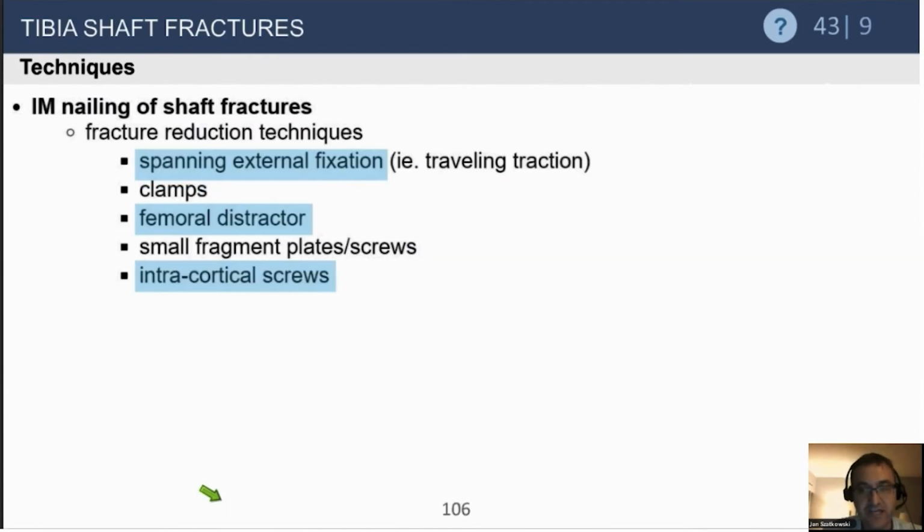Just take your time. Fracture reduction techniques, we've talked about all of these though: spanning external fixator, also known as traveling traction, clamps, femoral distractor, Chance pins, joysticks, small fragment plates and screws. We saw this in a couple of the questions as well as the diagrams. Intracortical screws as well, so basically blocking screws, polar blocking screws. Remember, these are common, especially when you have a metaphyseal diaphyseal mismatch, such as in proximal and distal tibia fractures.